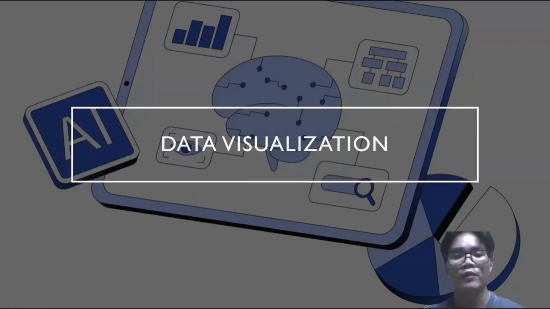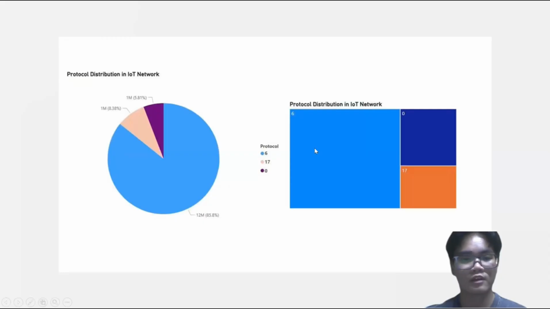Hello, and I will now talk about our data visualization of protocol distribution in the IoT network. Let's begin by examining the protocol distribution in the IoT network. As you can see from both the pie chart and tree map on the left, protocol 6, which corresponds to TCP, dominates the network traffic, making up approximately 85.8% of all communication.